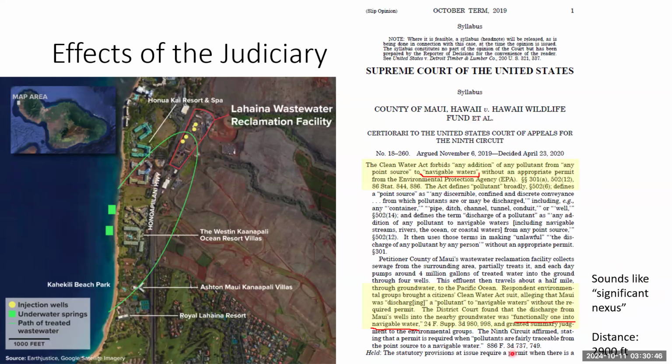And just for fun, I measured the distance. So this distance from this wastewater treatment facility to the shore, that distance is 2,900 feet. That's all it takes for a significant nexus.